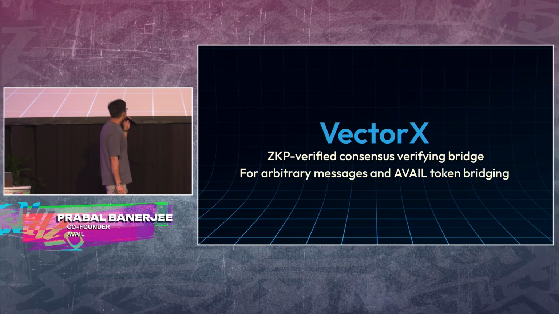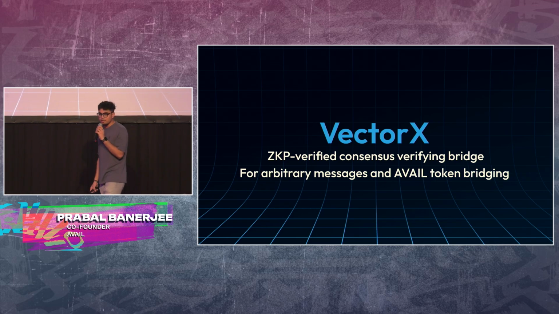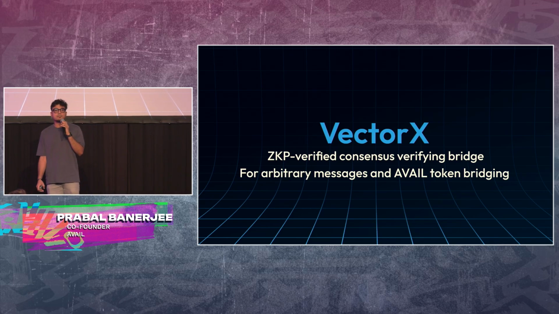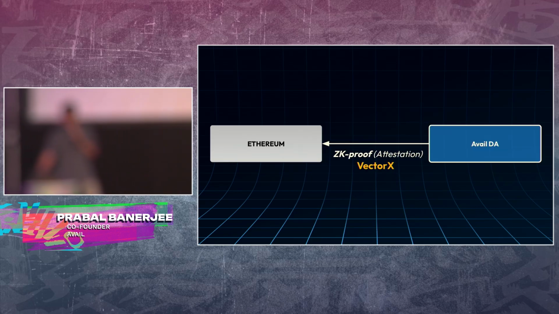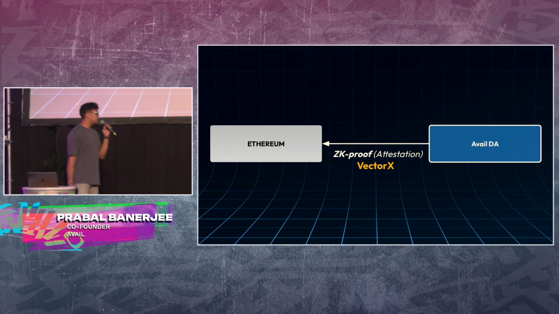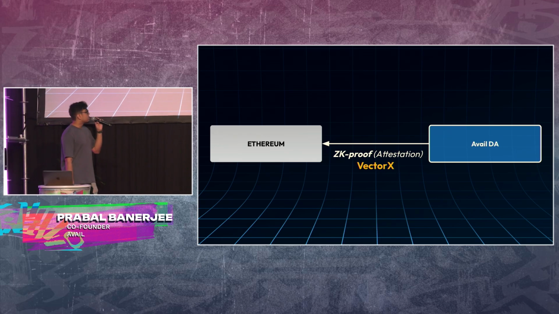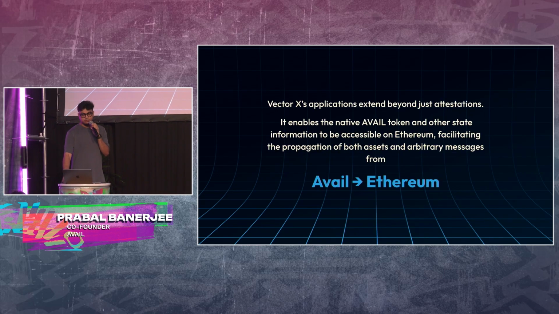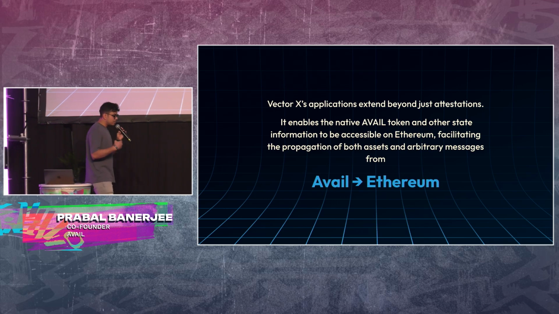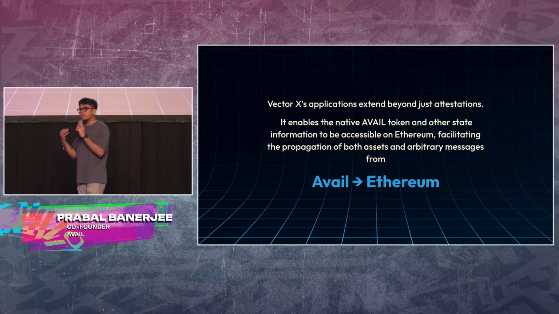So this is Vector X. It's a zero knowledge proof verified consensus verifying bridge for arbitrary messages, which we use for arbitrary messages, but also for Avail token bridging. But what does this mean? It means that it provides an attestation through a zero knowledge proof that some data was published in the DA layer to any other blockchain. And it scales beyond just the attestations, right? So it enables not only just the Avail token, but any arbitrary message.